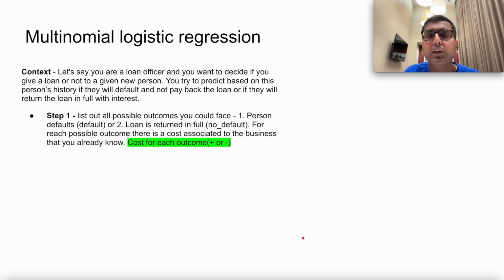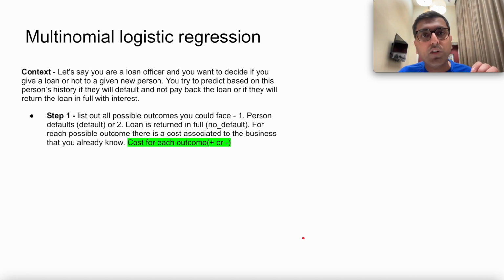Step one is you list out all of your outcomes. In this case, there are only 2 outcomes, but there could be 3 or 4 outcomes. Step one, list out all outcomes. In this case, the 2 main outcomes could be the person defaults, doesn't pay you back, or the person pays you back, and so the loan is returned in full. And so for each of these outcomes, you need to write down what is the cost.